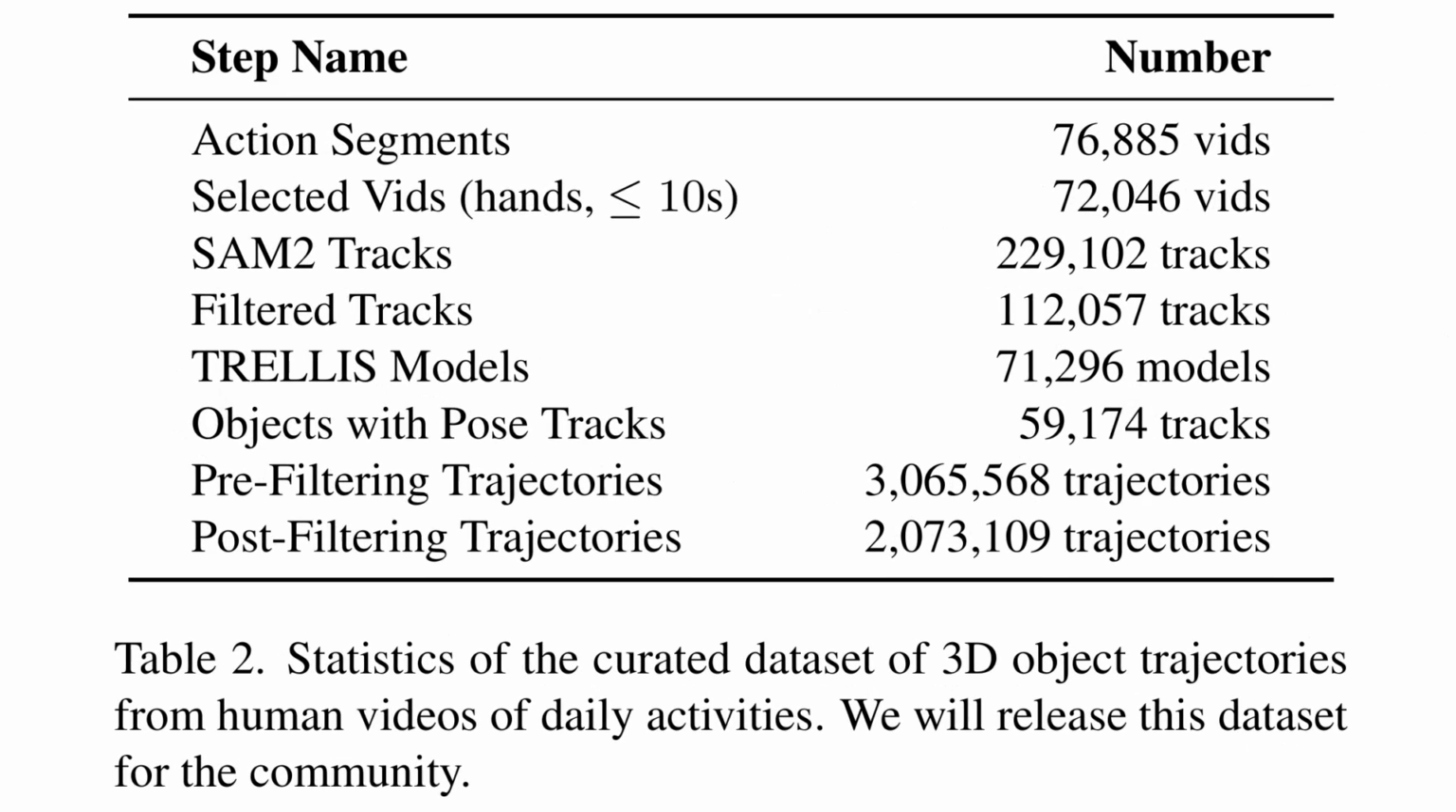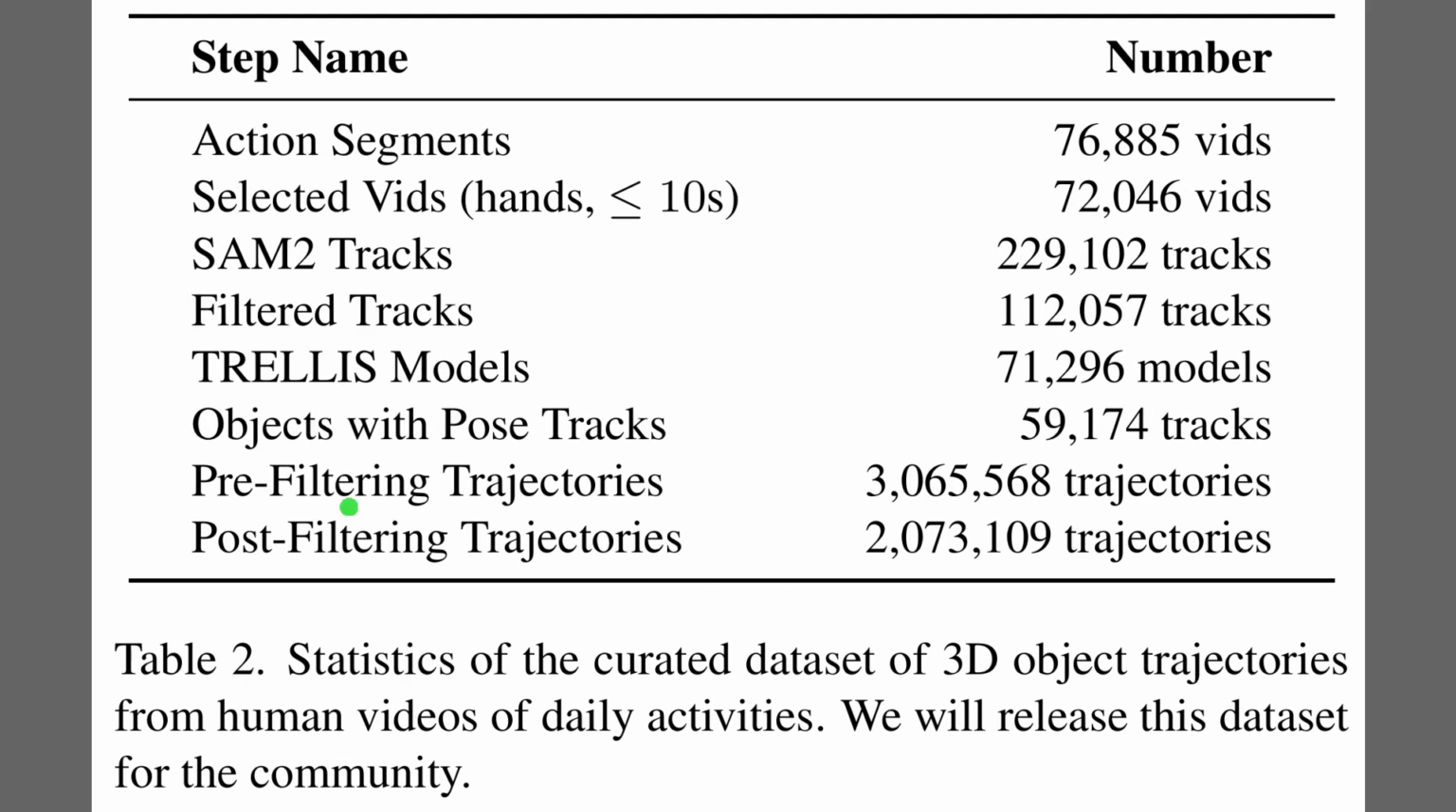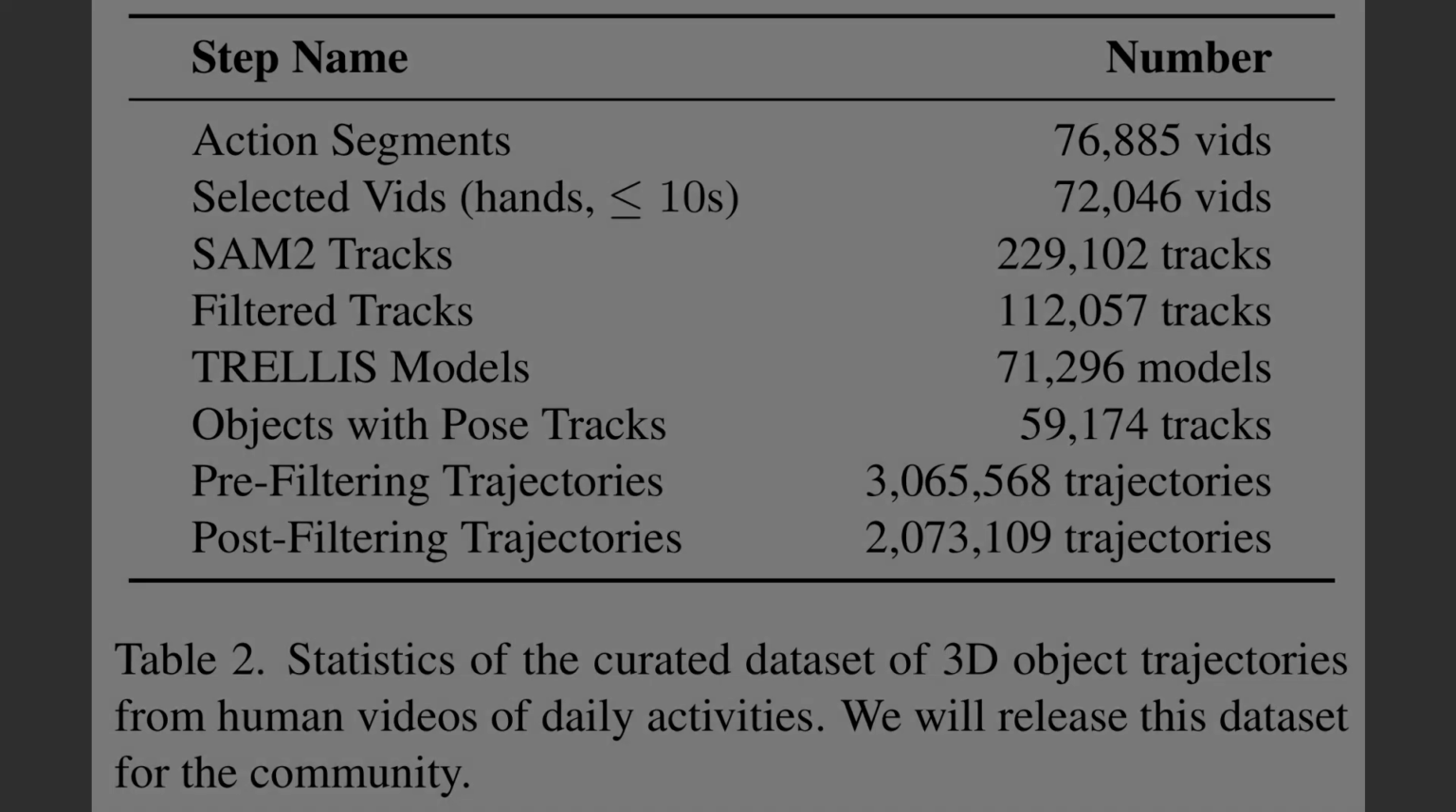Well, having seen the qualitative results, Table 2 now reveals the sheer scale of the data that powers this performance. The pipeline starts at the top, with over 76,000 raw video segments. Through the automated stages involving SAM2 and Trellis, the system extracts hundreds of thousands of tracks before rigorously filtering them. This culminates in the bottom count, yielding over 2 million high-quality 3D trajectories to train the model effectively.